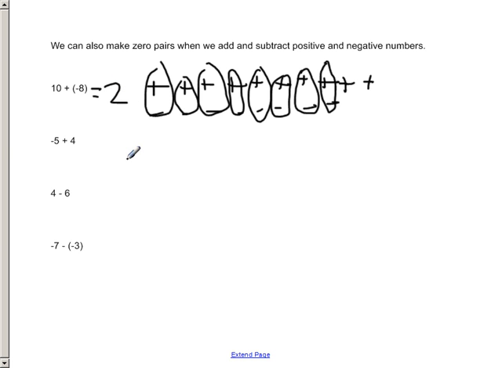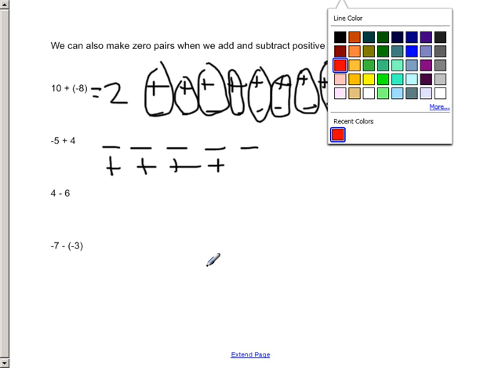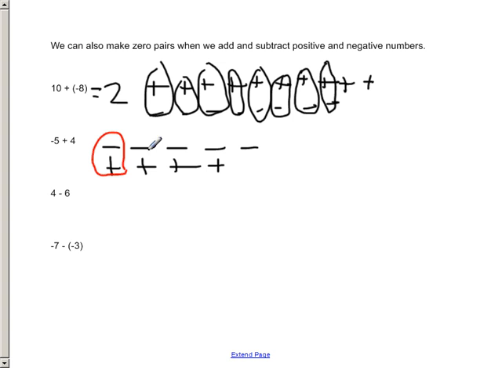Okay, I can do it here. I have a negative 5. 1, 2, 3, 4, 5. To that, I'm going to add a positive 4. I see my pairs. I'll make them in red this time. I've got my pairs. I call them zero pairs because they balance to 0. I am left with one negative. So a negative 5 plus 4 is equal to a negative 1.